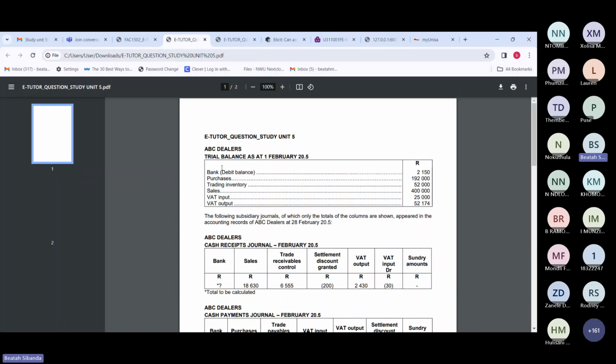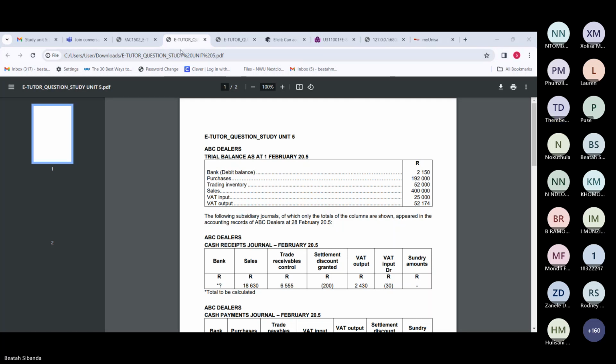So you see, this is the balance of 2,150. Remember, the trial balance is just a list of balances. So this is the opening balance there. You see, this is at the beginning of the period. This is on the 1st, this is on the 28th. So when we started, the opening balance was 2,150, and then we take our movements, and then we get the closing balance. Okay, thank you.